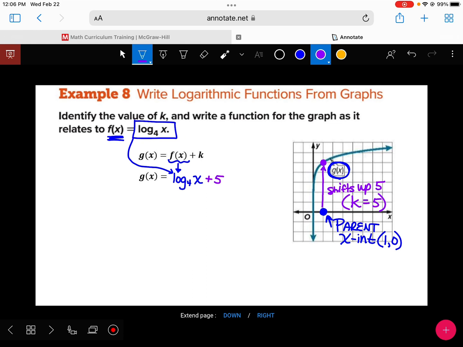I want you guys to try that check problem. It's just like this, but it has a different k value. The parent x-intercept is still 1, 0.